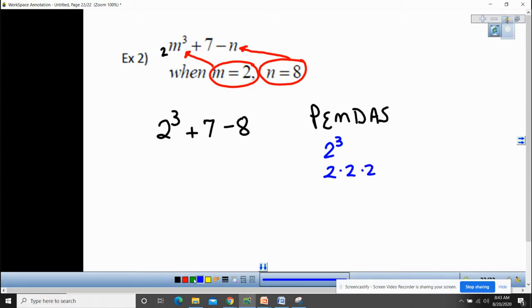So if you do that from the beginning, go from the left to the right again. 2 times 2 is 4. 4 times that back 2 is equal to 8. 2 to the third becomes an 8. There were no parentheses. We did the exponent. Bring the rest of your problem down.